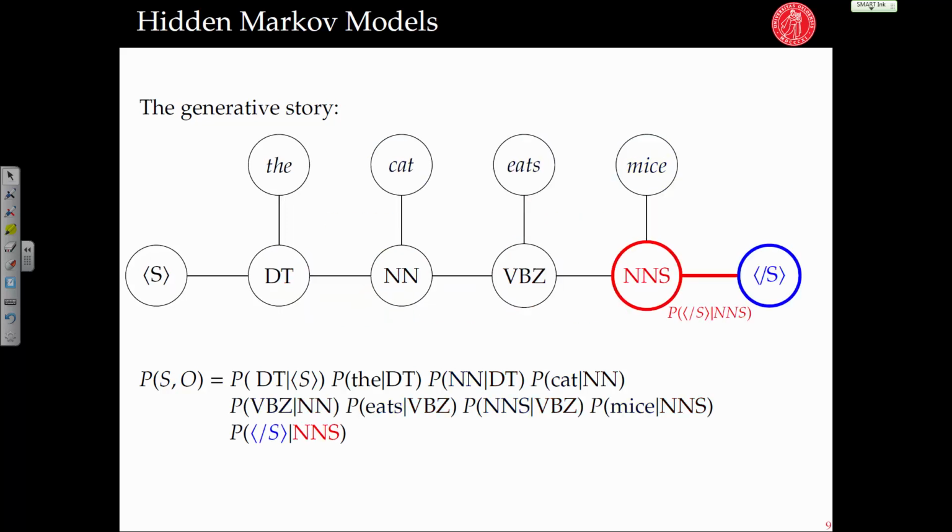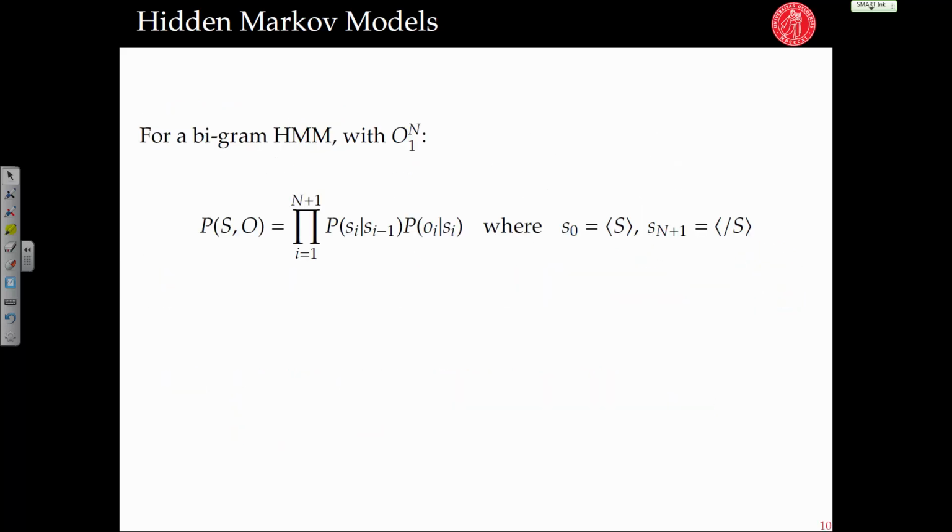So this is the overall picture of how you could imagine a hidden Markov model generating both the hidden state sequence and the observation sequence. This is just to link this picture to the picture we introduced last week. But what really matters to us is the formal definition of a hidden Markov model.